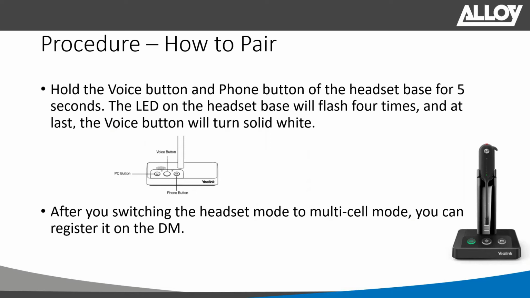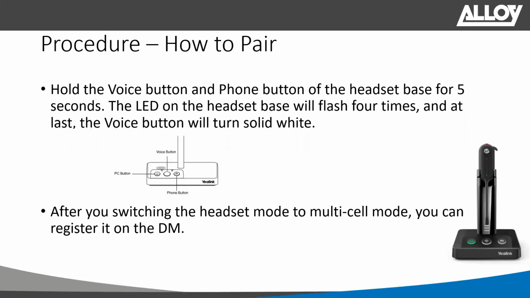So you just hold down those two buttons for 5 seconds. The LED of the headset base will flash 4 times, and the voice button will turn solid white, indicating it's in multi-cell and ready to pair. So that's the first step, and you'll see that the voice button will go white.